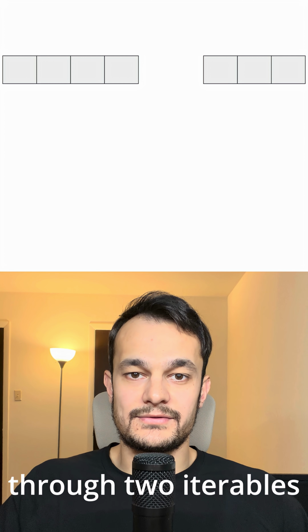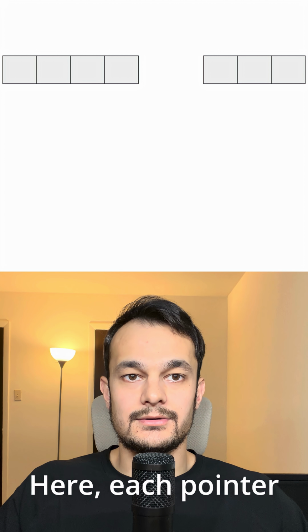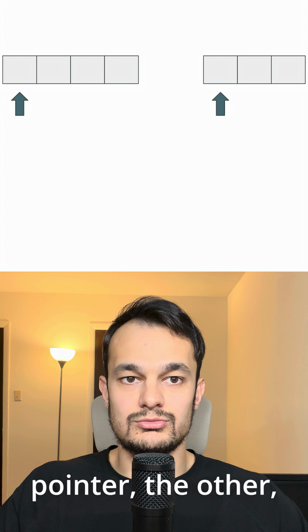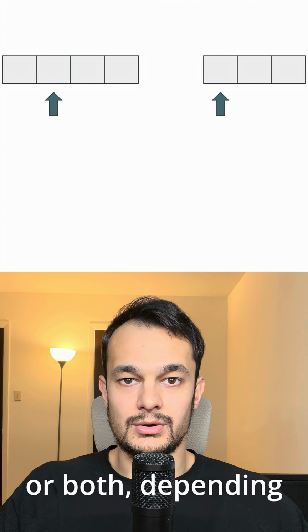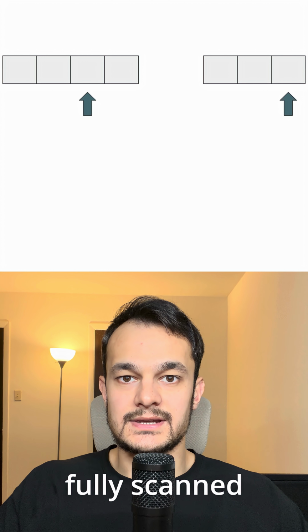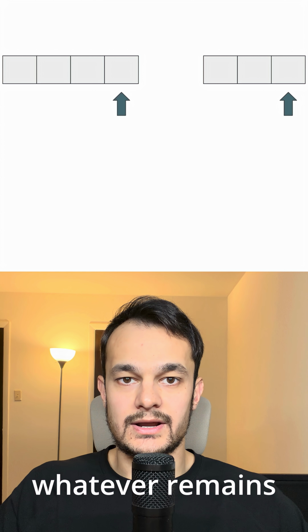Method 2, move through two iterables together. Here, each pointer starts at index 0 of its own array. You move one pointer, the other, or both, depending on the logic. This continues until one array is fully scanned. Then you finish whatever remains in the other.